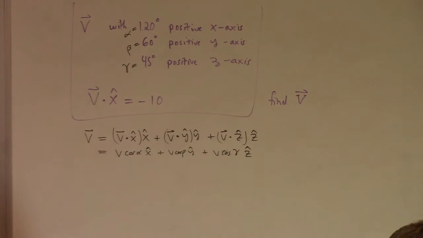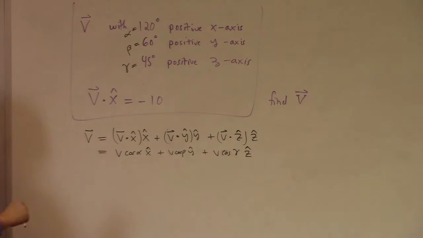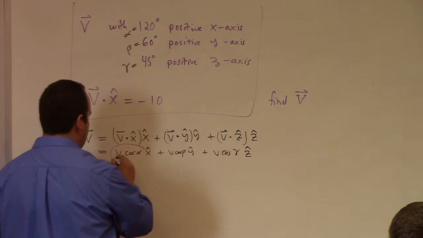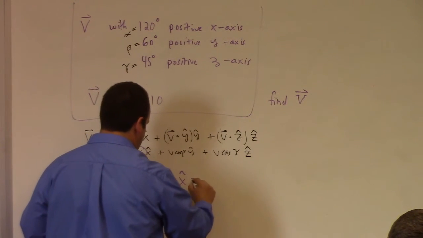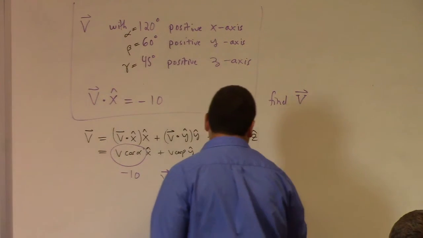So the only thing you're missing then is the magnitude. And that you can figure out from the remaining piece of information you're given, which is that v dot x hat is minus 10. What in this sea of characters does that mean is minus 10? The first one, right? Exactly. It means that this is minus 10, because v dot x hat is equal to the x component of v, which is minus 10. But by the way, that's also equal to v cosine alpha.